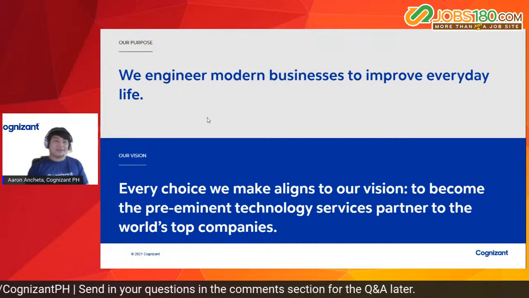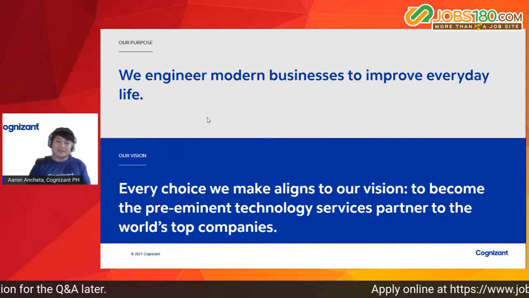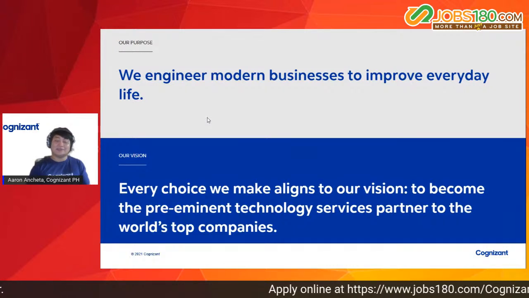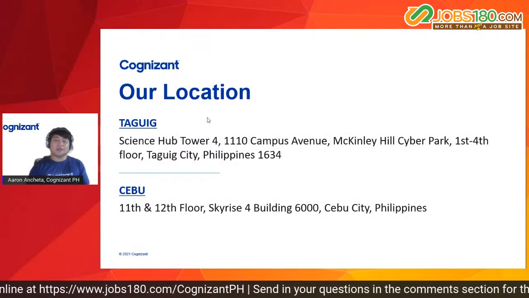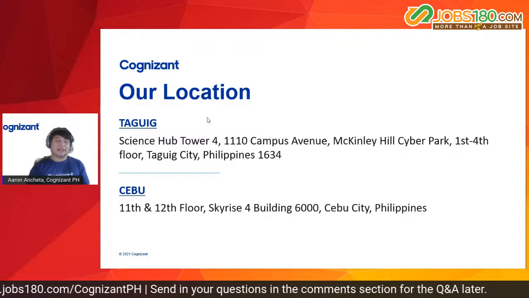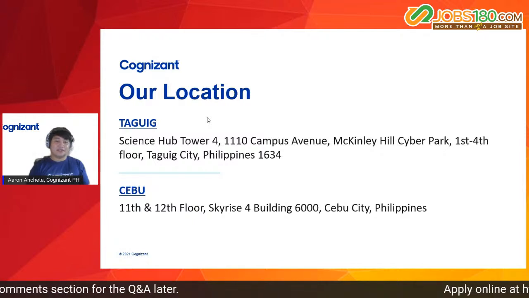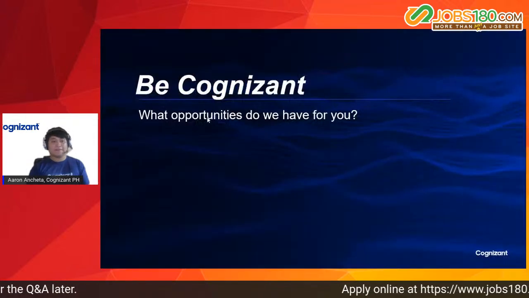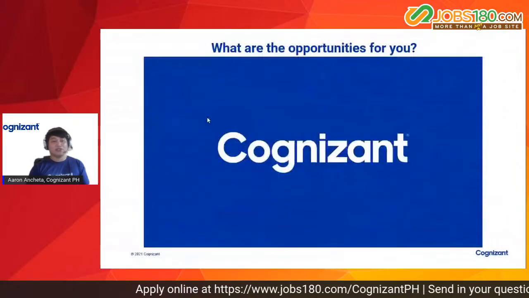Our purpose is that we engineer modern businesses to improve everyday life, and every choice we make must align to our vision, which is to become the preeminent technology services partner to the world's top companies. We have two main locations. In NCR, we have the Taguig site in McKinley Hill, and in the Visayas region, it's in Cebu, at the Skyrise 4 building. So what are the opportunities that Cognizant has for you?